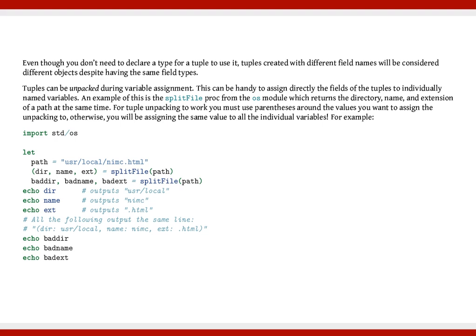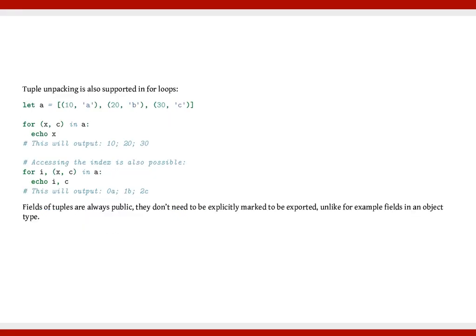For example, import std/os. let path = "usr/local/nimc.html". let (dir, name, ext) = splitFile(path). let badir, badname, badext = splitFile(path). echo dir # outputs usr/local. echo name # outputs nimc. echo ext # outputs .html. # All the following output the same line: # (dir: usr/local, name: nimc, ext: .html). echo badir. echo badname. echo badext. Tuple unpacking is also supported in for loops.